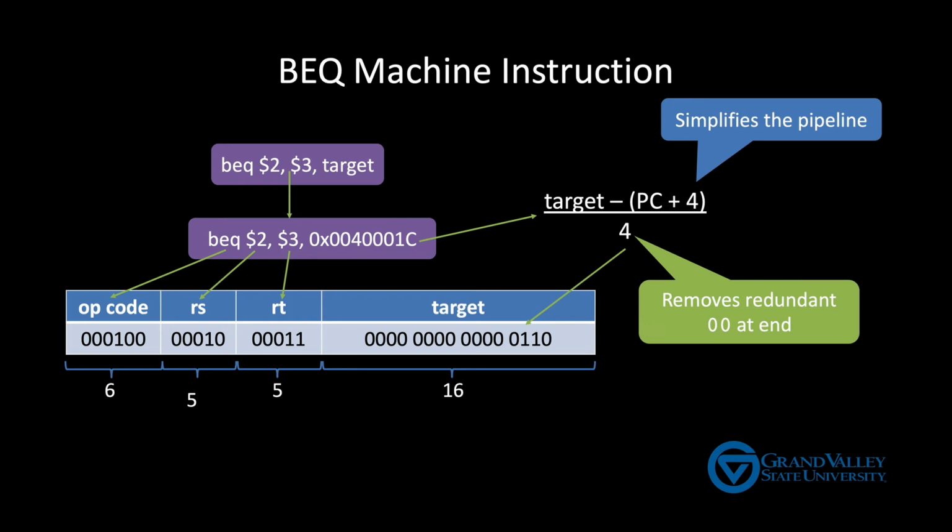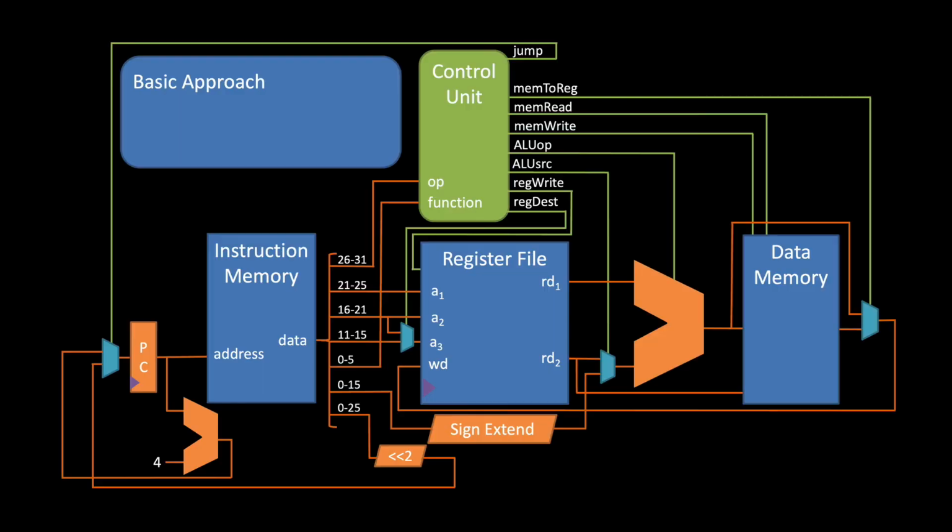So now that we know how the machine instruction is encoded, let's see how the CPU implements that instruction. As with jump, the basic process is to calculate a new target address, and then place that new target address in the program counter, which causes the CPU to execute that instruction next. But this time, we should only modify the program counter if the condition is met.